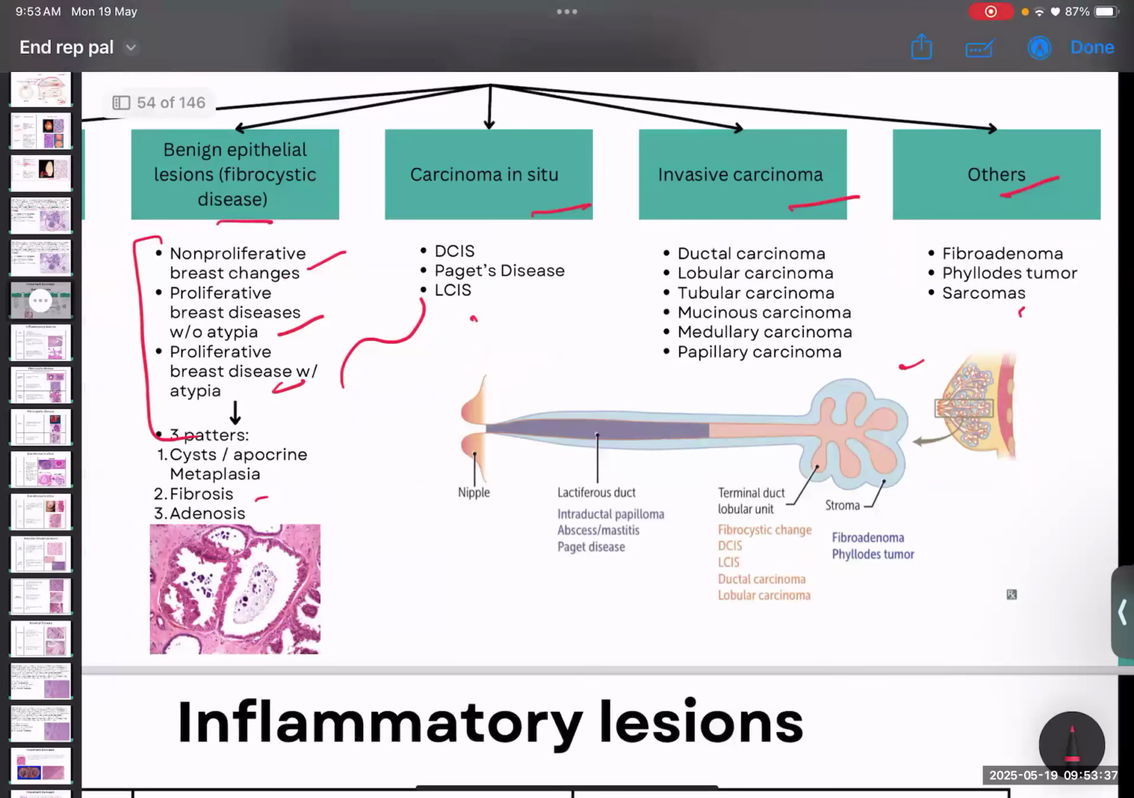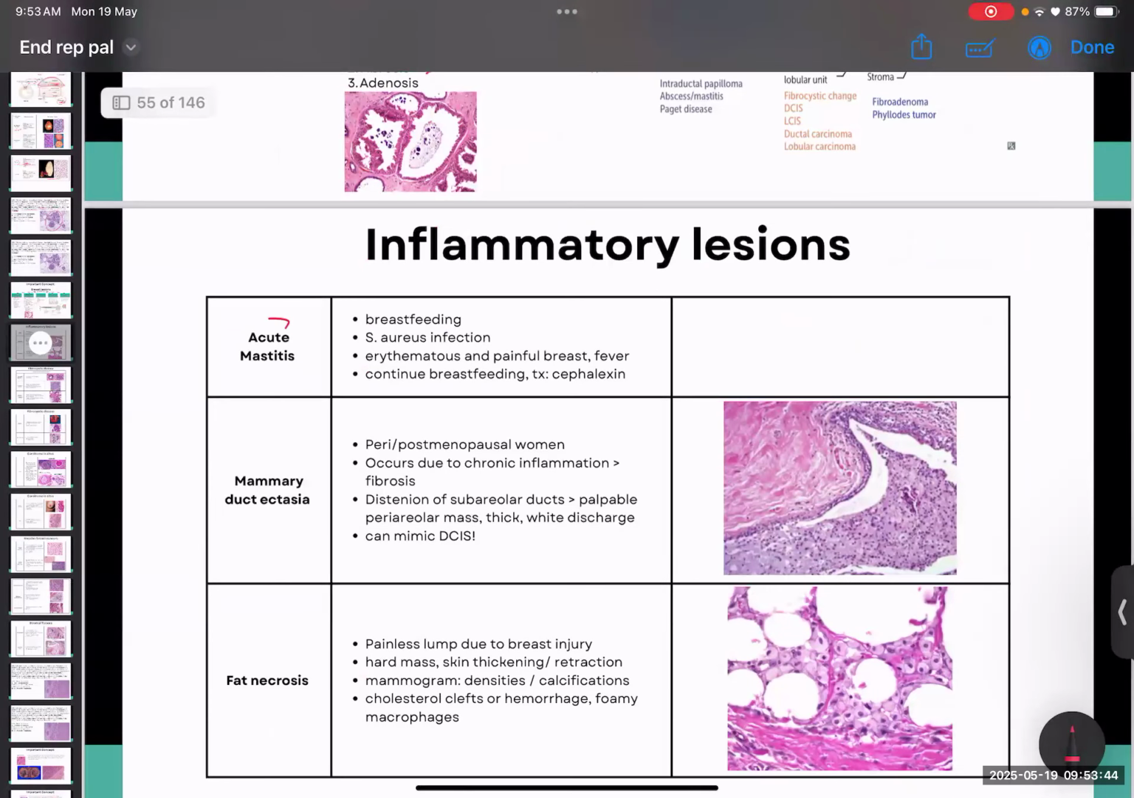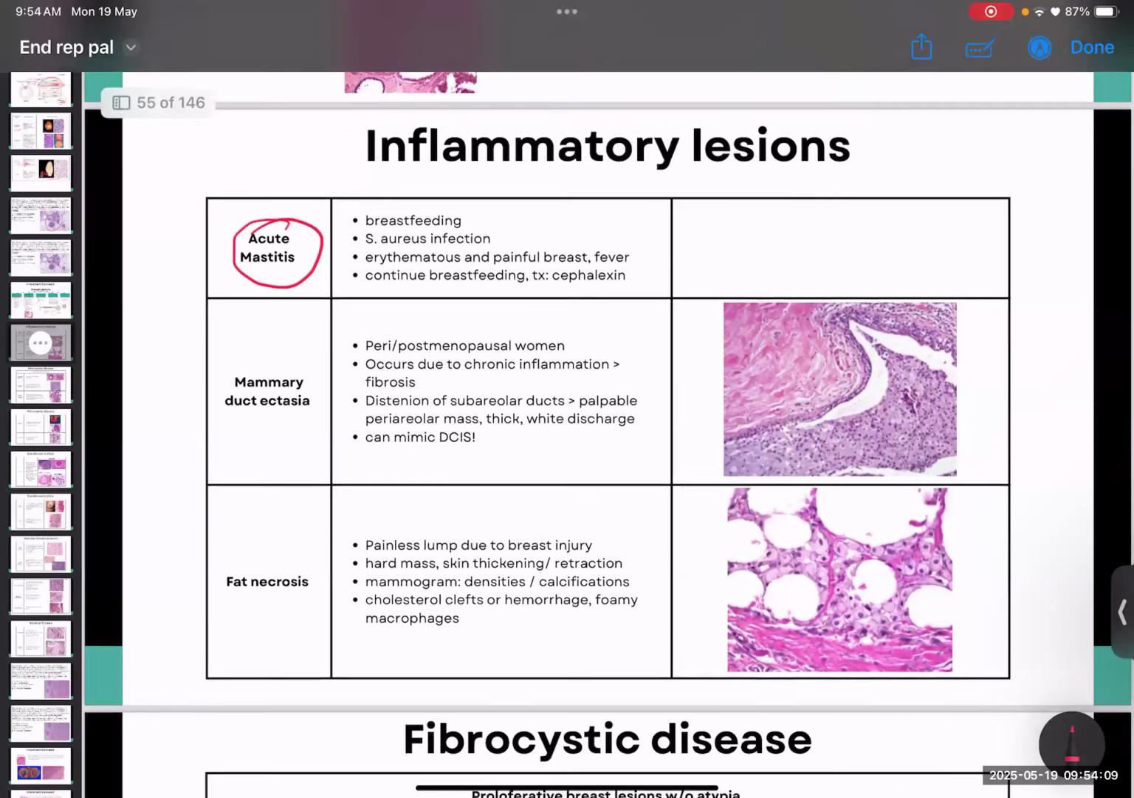This is just a picture of where each of the tumors lie. So yeah, starting off with inflammatory lesions, acute mastitis. This is almost always going to be seen in patients who are breastfeeding. So they're going to come in with a tender erythematous breast and fever. In this scenario, however, you do not ask the mother to stop breastfeeding. You will tell her to continue to breastfeed, and you will treat her with antibiotics like cephalexin. Thus, it's more of a staph aureus skin infection than it is anything else, okay?